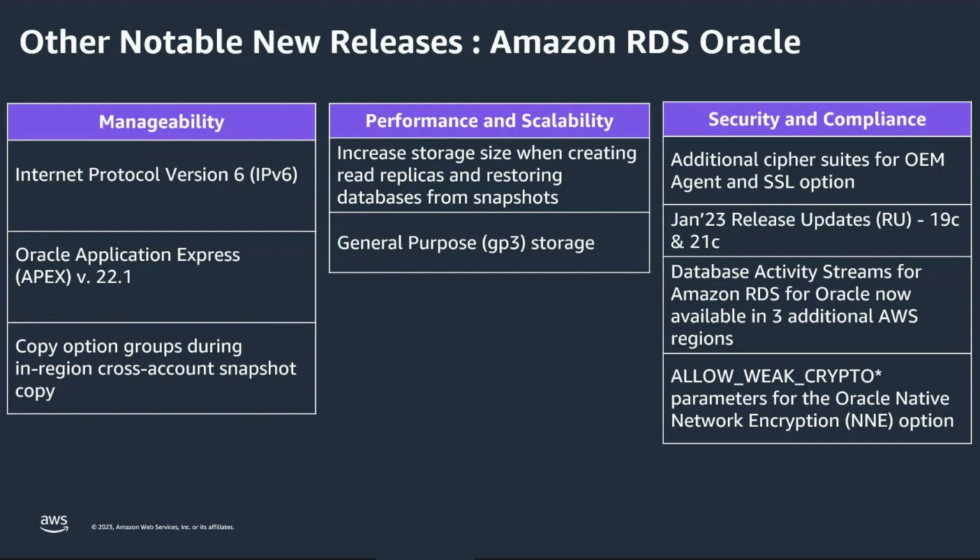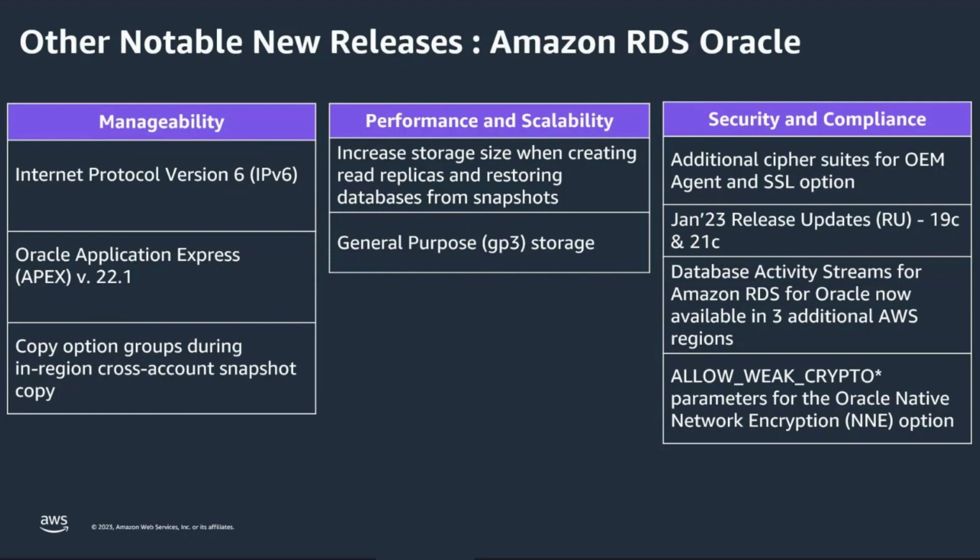Also, now we support GP3 EBS storage type. By using general purpose SSD GP3 storage volumes, you can customize storage performance independently of storage capacity. Storage performance is the combination of I/O operations per second, that is IOPS, and how fast the storage volume can perform reads and writes, that is storage throughput.